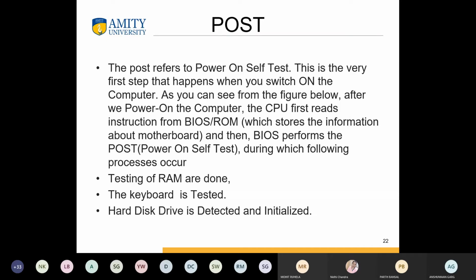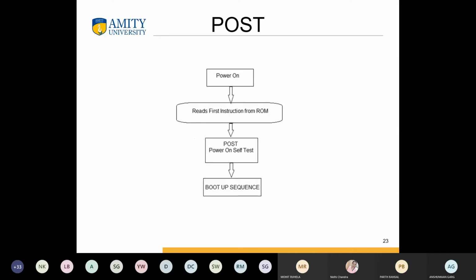First, the data which is going to be read, and used for processing. Your keyboard, your motherboard, everything is going to be tested with the help of this power on self test. And if you see, the workflow will be like this. You will first have the power on, then it will read the first instruction from ROM, and in your read only memory, the first instruction is the power on self test, which sends a signal to each and every hardware connected, and then your boot up sequence will start, which is your operating system.